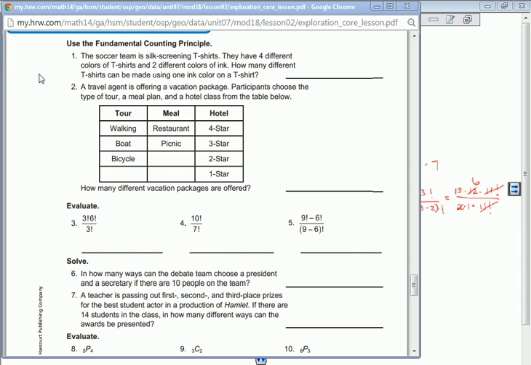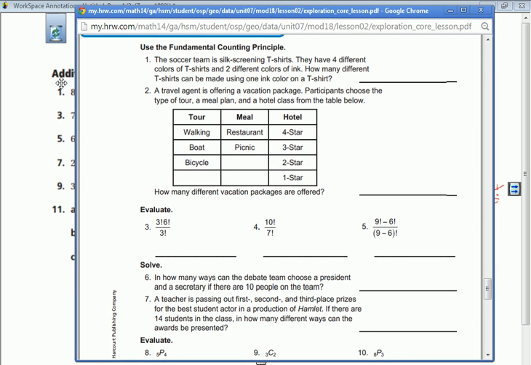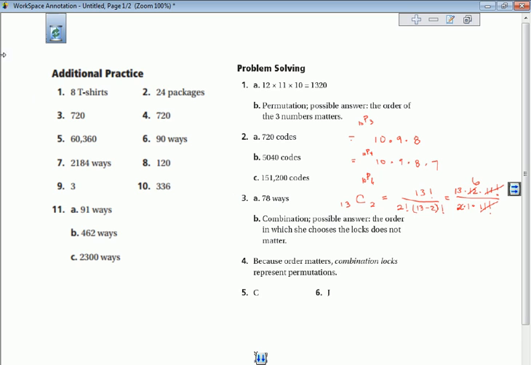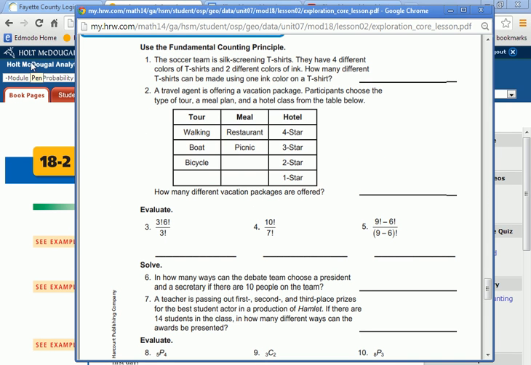So this is the workbook, the first page in the workbook. Do you guys have any questions about this page? Okay, yes ma'am. Number 5. All right, so let's take a look at number 5.